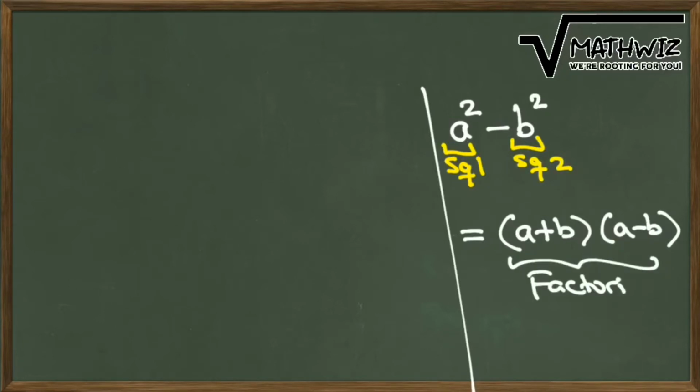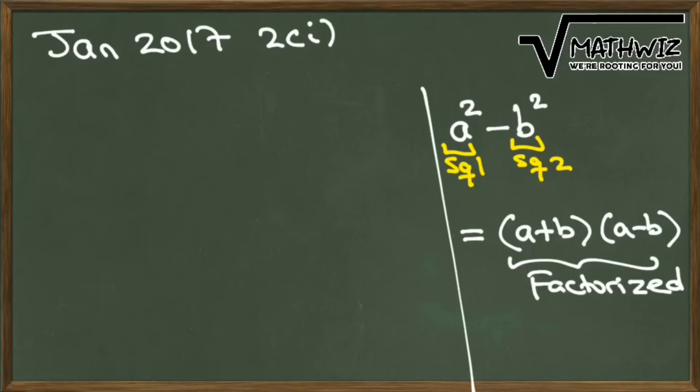To factorize just means you express something. It started off as a difference, but you're going to express it as a product of two things. That was just a quick refresher for those who wouldn't want to go back. So we're going to be going through January 2017, question 2C, part I. We have x squared minus 36.